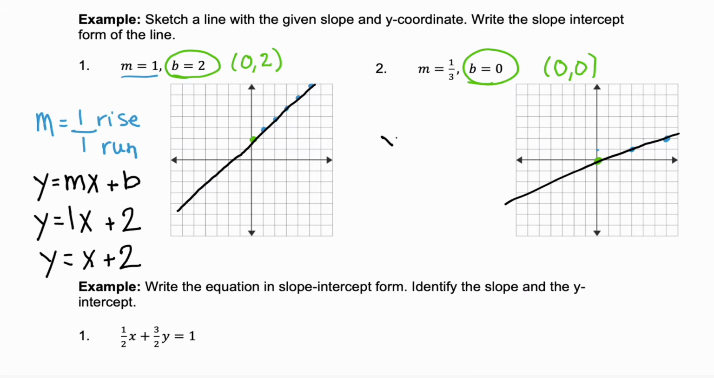Then, to get the slope-intercept form of the line, we substitute in our values. Slope is 1/3, so y equals 1/3 x plus b, which is 0. Well, adding 0 doesn't change anything, so we can simplify this to y equals 1/3 x. And there we have the slope-intercept form for the second graph.